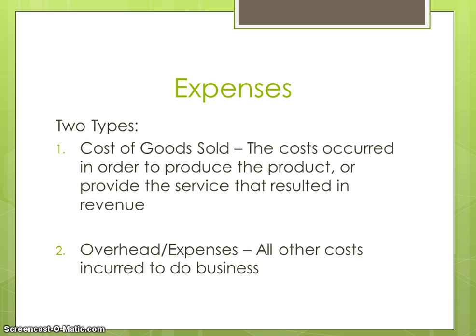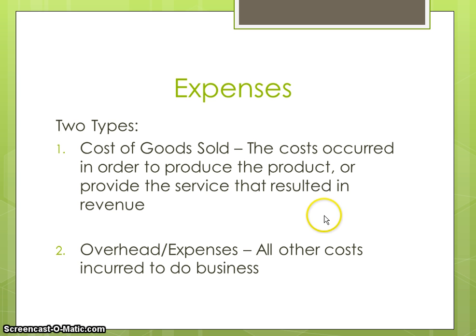So our costs of goods sold are the costs incurred in order to produce the product or provide the service that results in the revenue. These would include the price we pay to buy the t-shirts that we then sell at our shop. It could include the wood that we need to purchase to be able to make the furniture that we sell in our shop. It could also include things like the shipping costs, the packaging costs, all the things that we need to pay to be able to make and sell that product or service.